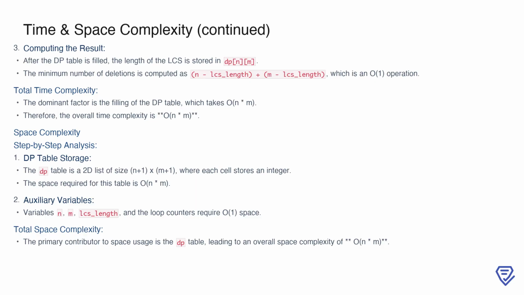For space complexity, the primary contributor is the DP table itself, which requires O(n * m) space since it stores an integer value for each of its (n plus 1) * (m plus 1) cells. Additionally, a few auxiliary variables such as loop counters and the length of the LCS require only O(1) space. Therefore, the total space complexity is also O(n * m).